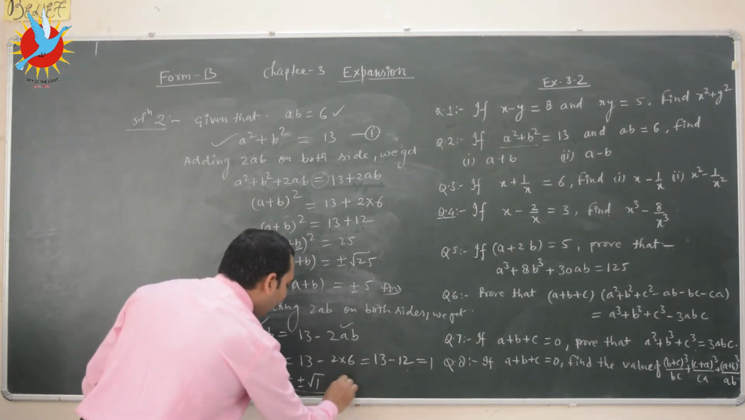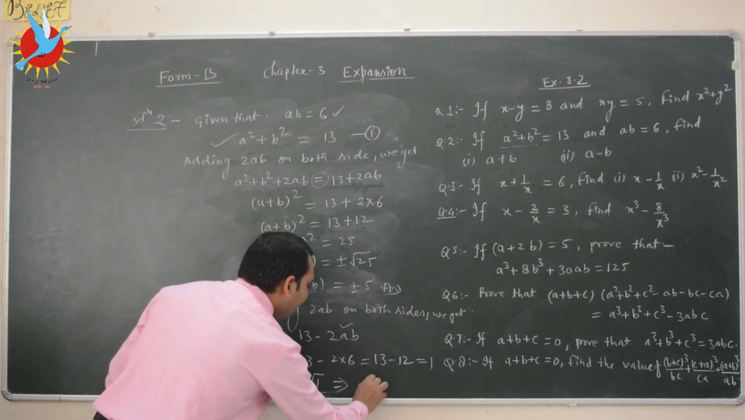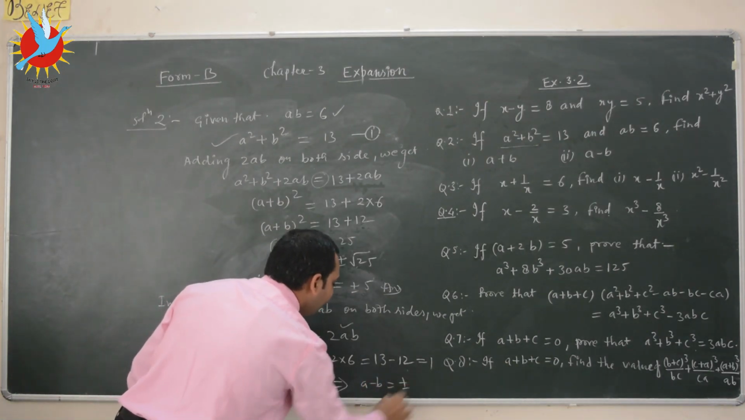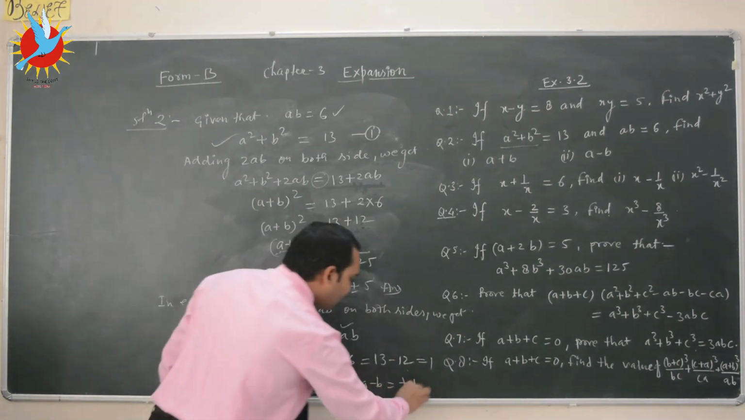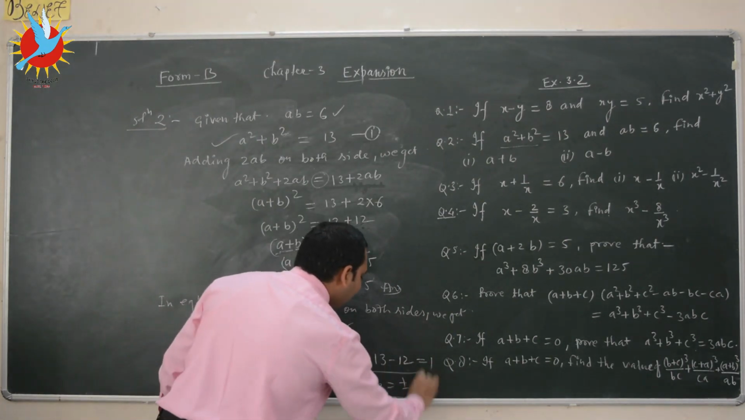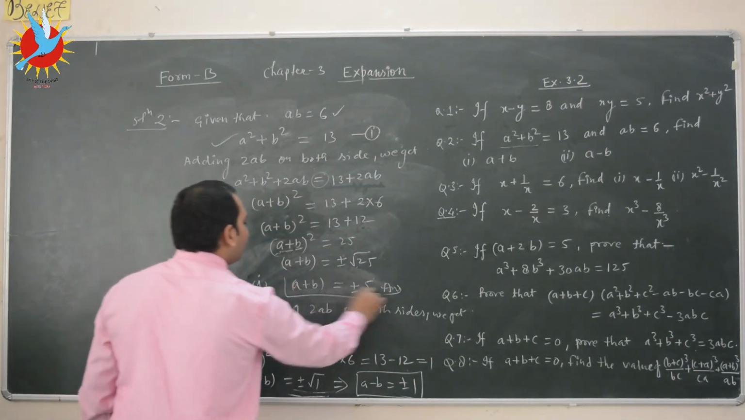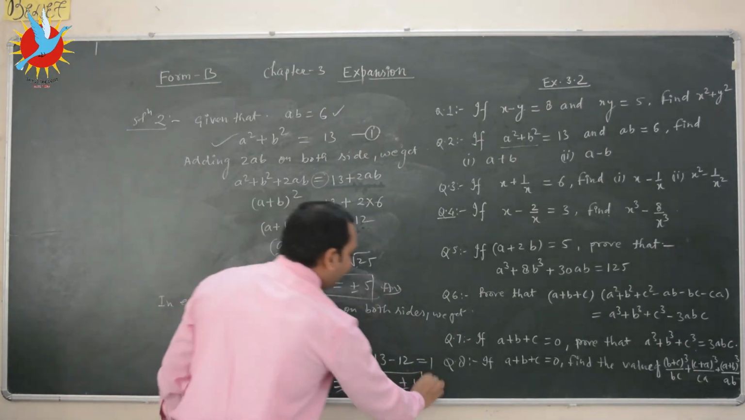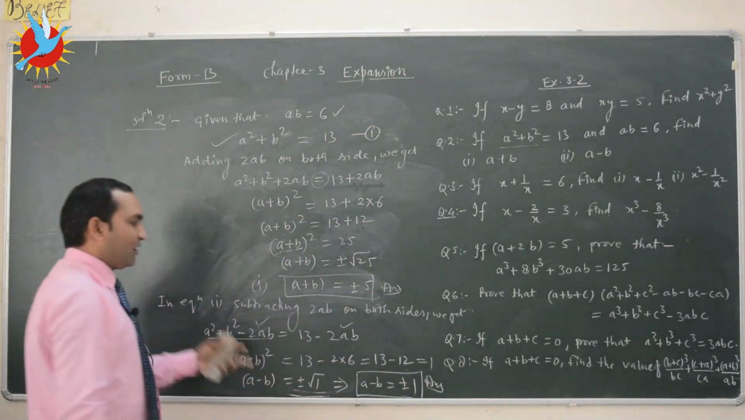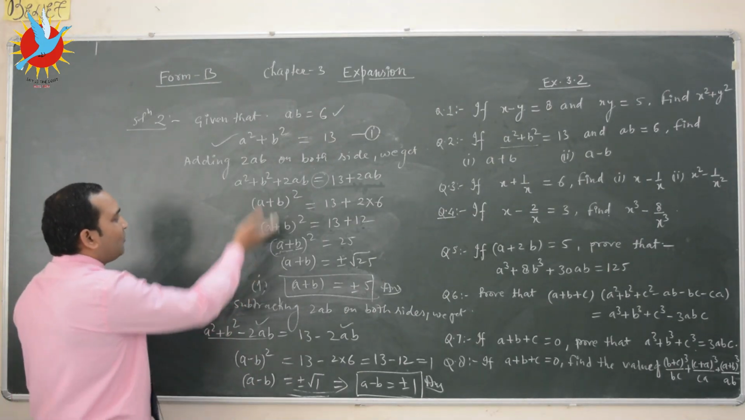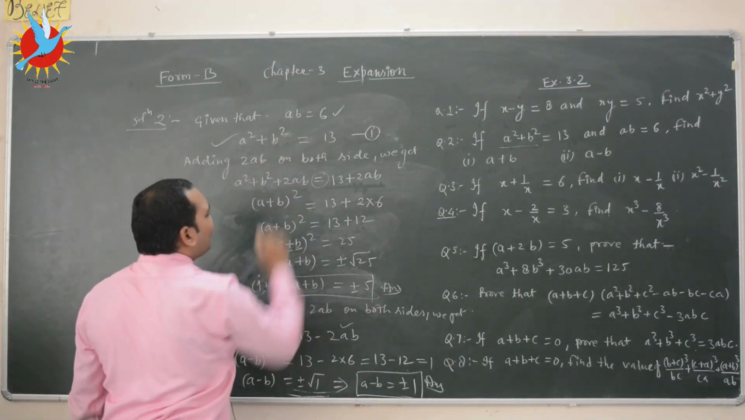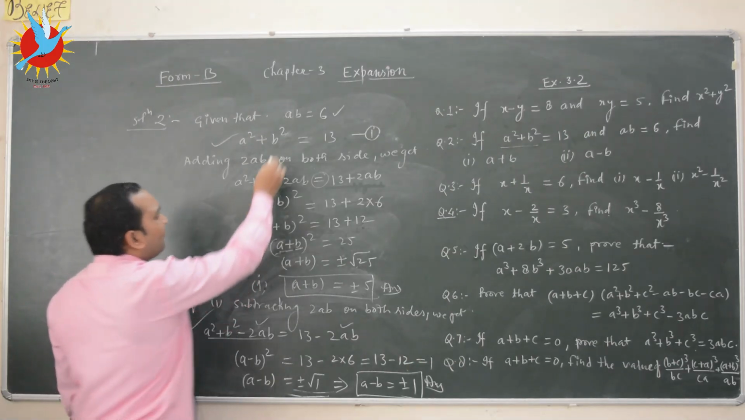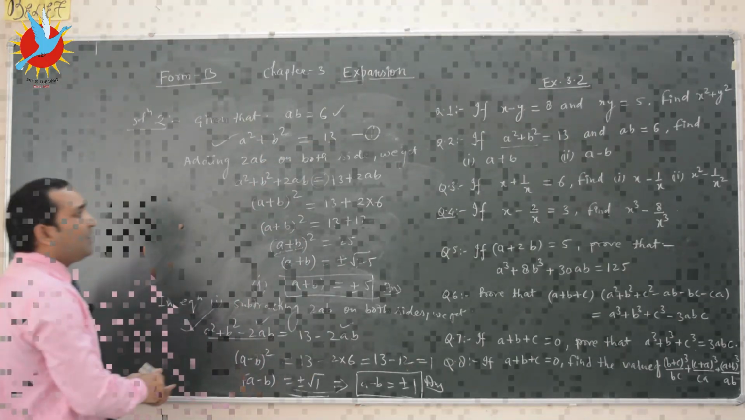1, the square root of 1, which implies that a minus b is equal to plus minus the square root of 1, which is 1. So a minus b is plus minus 1 and a plus b is plus minus 5. So this is the answer. In one case we add 2ab on both sides and in the second case we subtract 2ab on both sides.